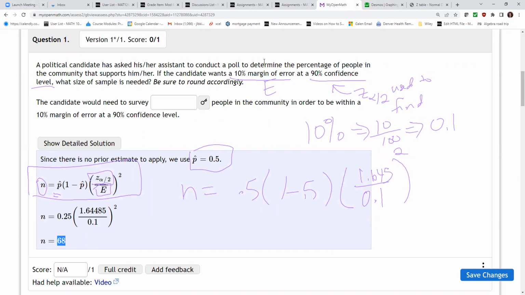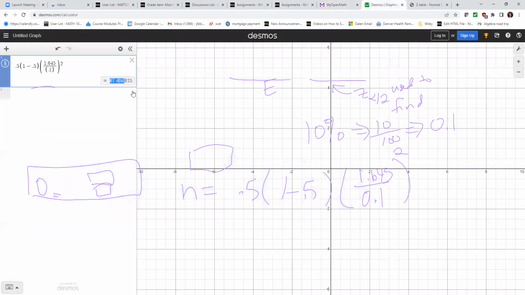And notice here they use 68, and that's because you can't have a partial person. And so you're going to round that 67 up to the nearest whole person.